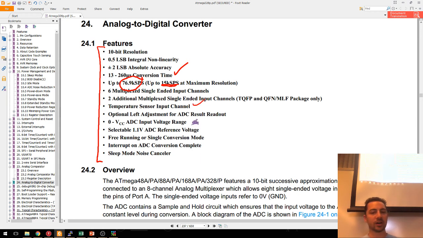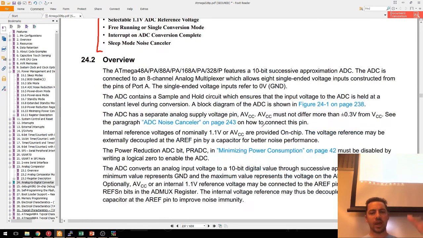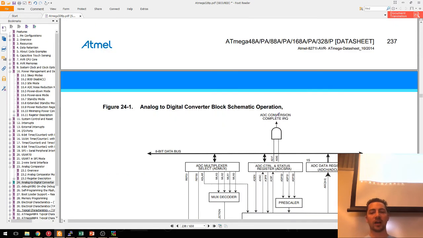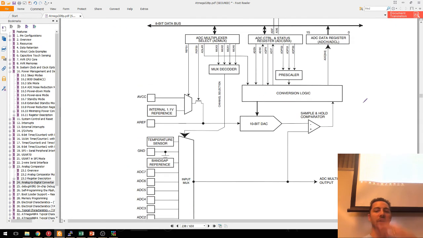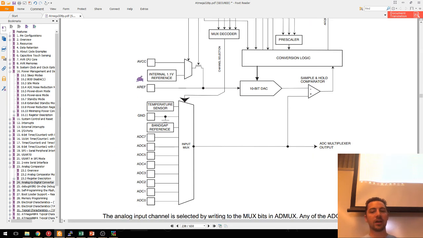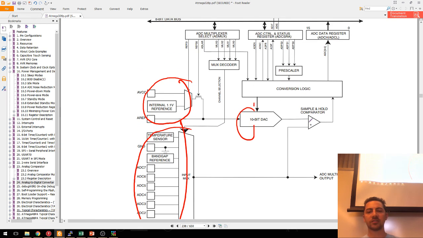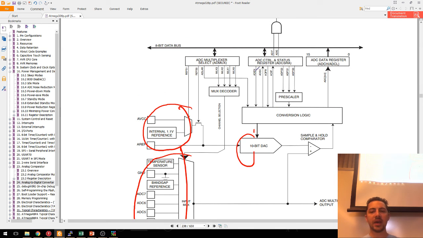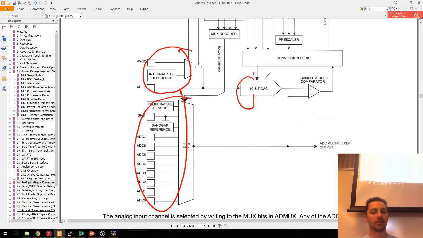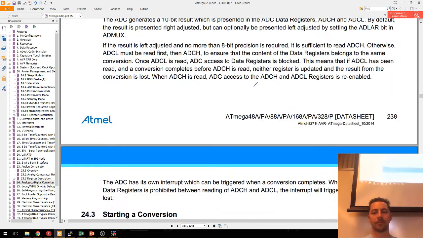A temperature sensor, 0 to VCC input range. And we should scan through this. The first time we talk to a new processor, we should talk about all this. So here's all of the stuff: here's our input mux, here's our reference selection. It all goes into this ADC. There's our sample and hold comparator. Basically it tells us here's all the conversion logic, all of the bits and how they relate to the conversions. There's our basic hardware block diagram.